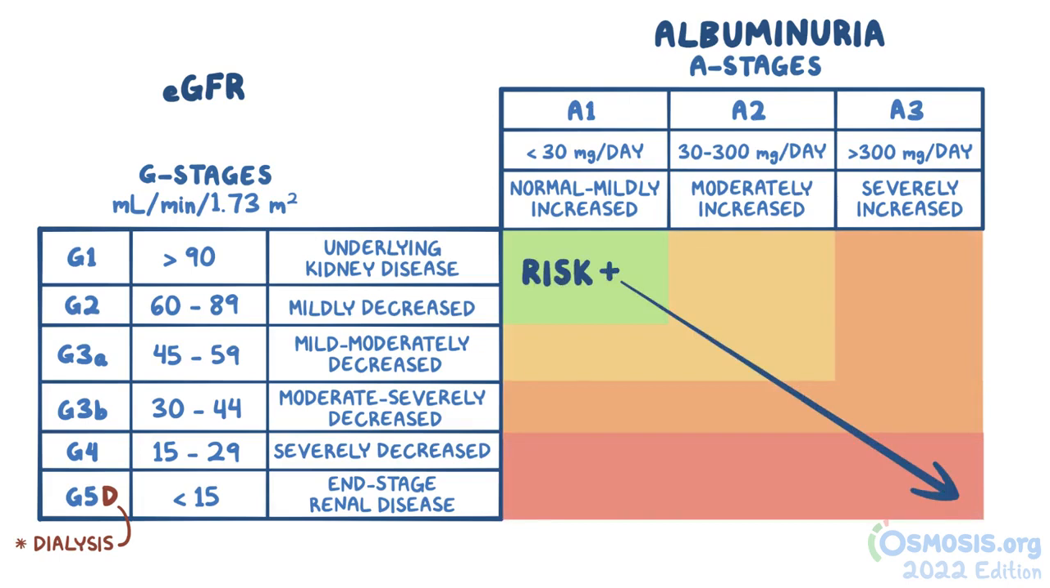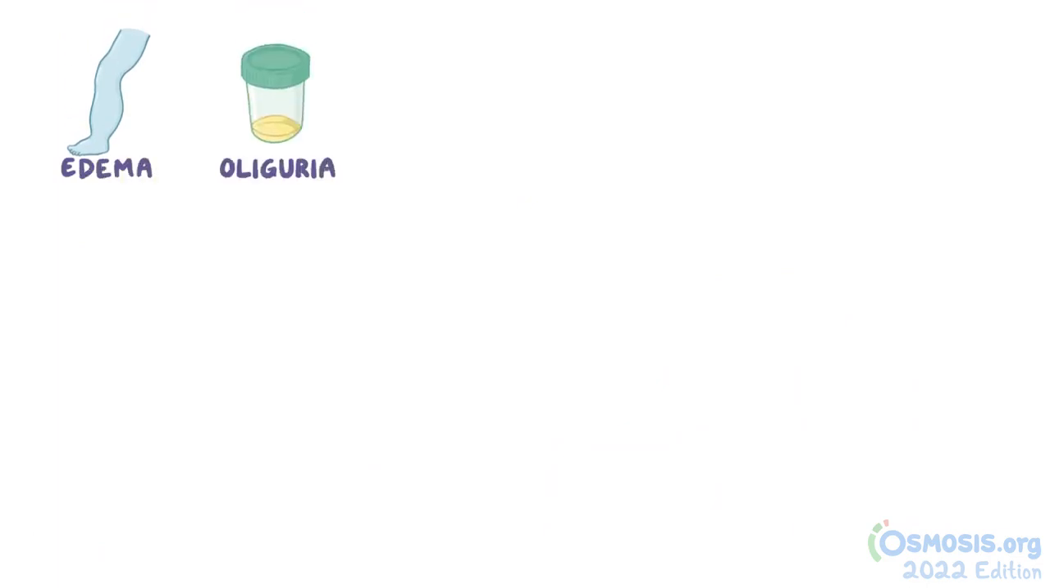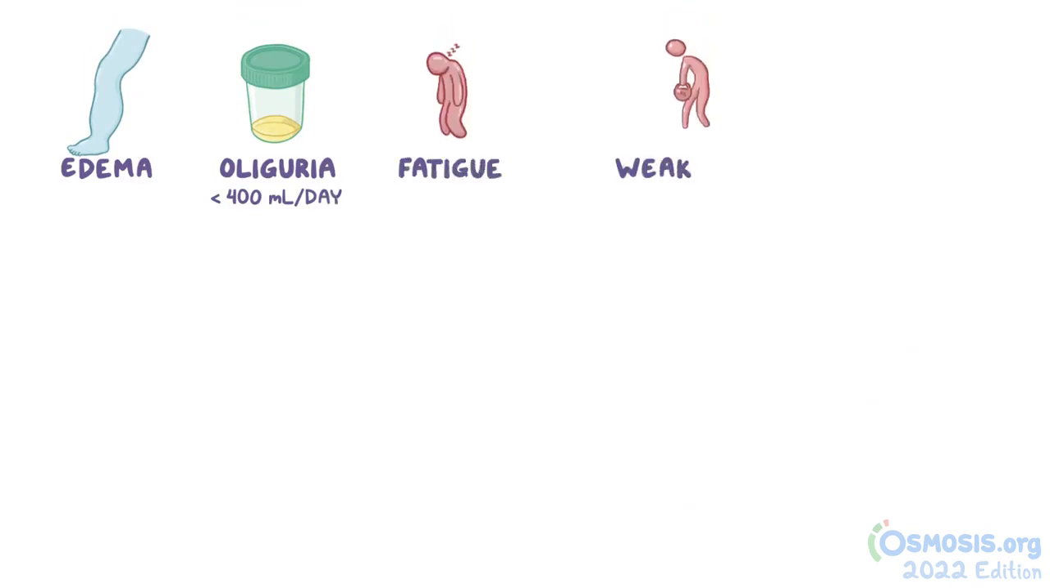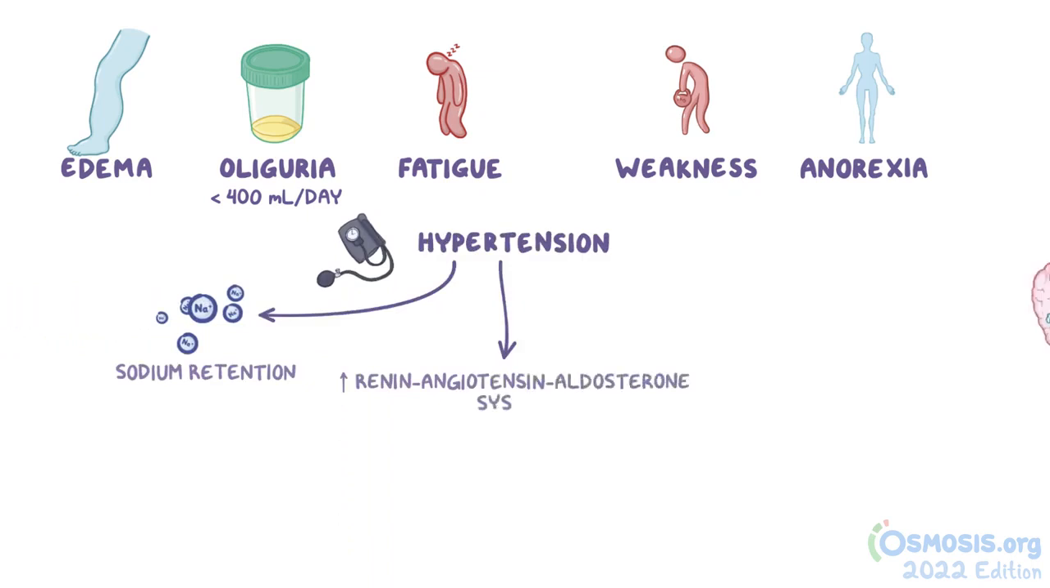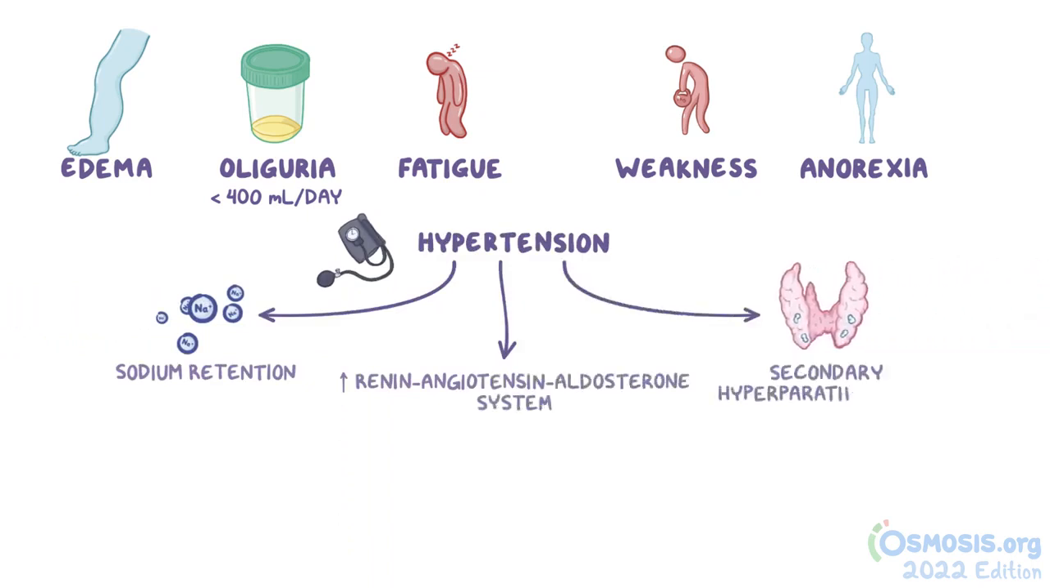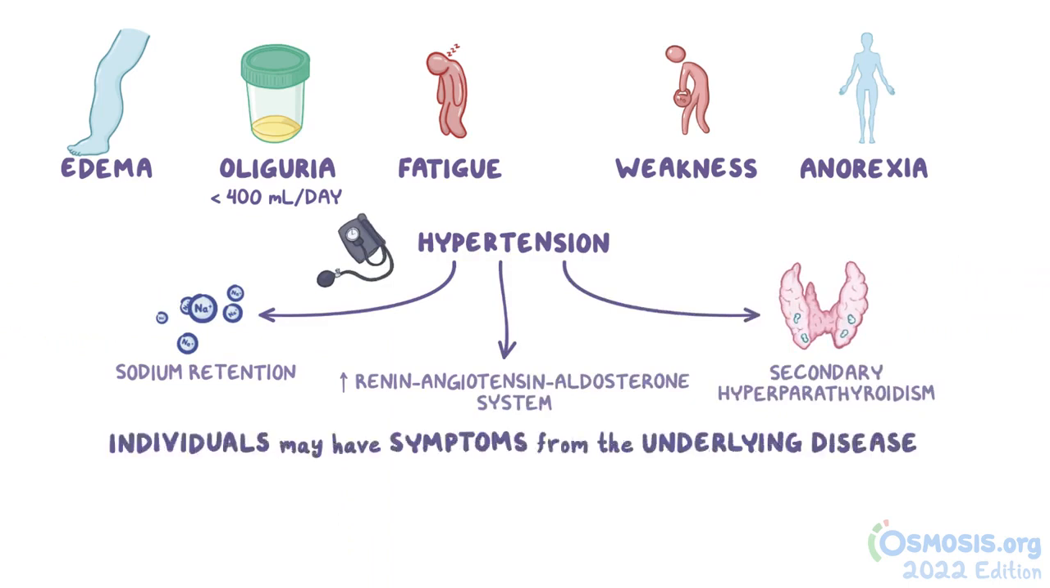Individuals with CKD can develop signs and symptoms due to their decreased renal function, such as edema and oliguria, meaning a urine output less than 400 milliliters per day, fatigue, weakness, and anorexia. Individuals with CKD may also have hypertension from sodium retention, increased activity of the renin-angiotensin-aldosterone system, and secondary hyperparathyroidism. Additionally, the individual may have symptoms from the underlying disease, such as gross hematuria, with IgA nephropathy or shortness of breath from heart failure.